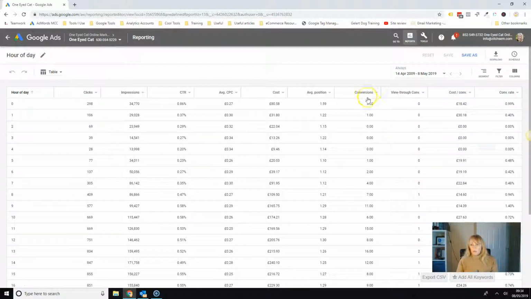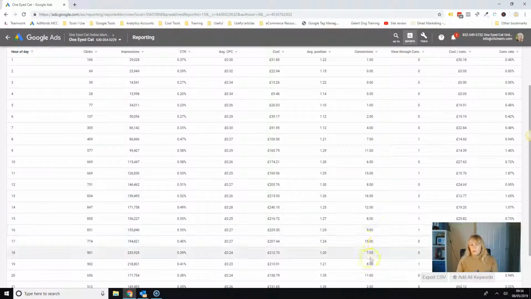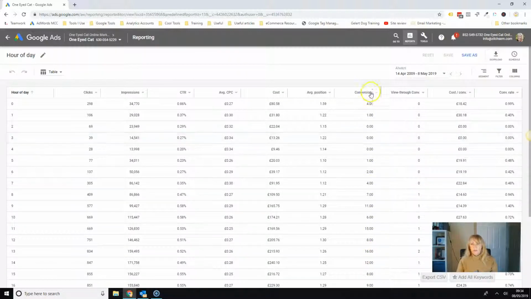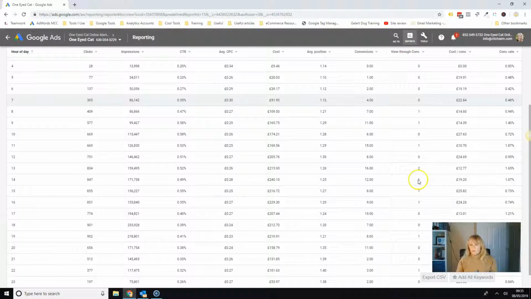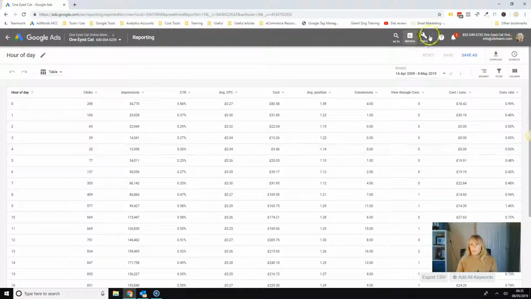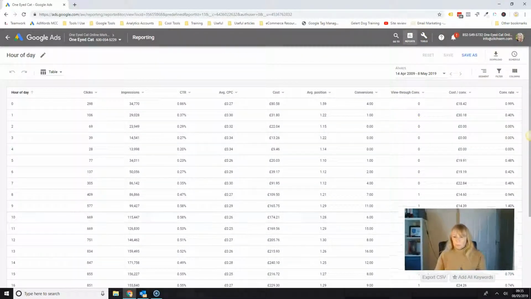So again, you can just look down, as you can see here, most of the conversions are happening during the day. And this is from midnight at the top here to about 5 a.m. here. You've got not so many conversions happening, and those that are happening are quite expensive. So you maybe want to reduce the bids on that or increase bids during the day down here. But that's where you go to find the data.